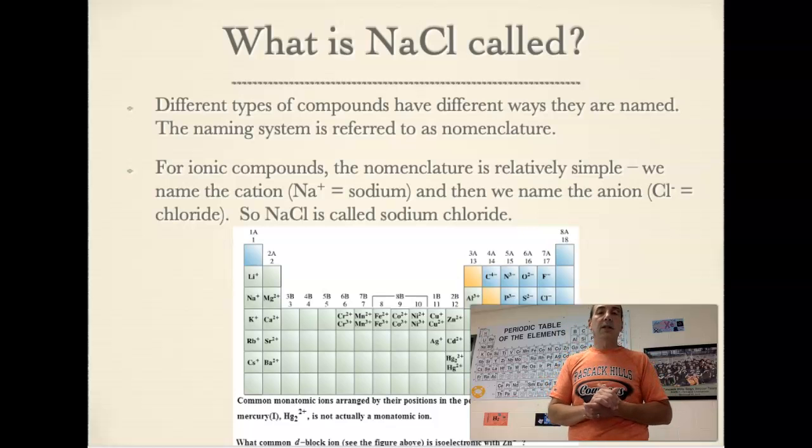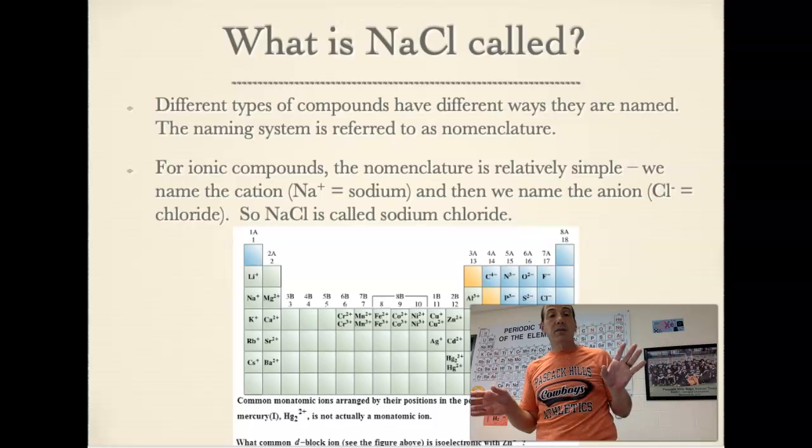Now, you know that NaCl, or probably know, NaCl is generally called sodium chloride. Why? Well, because in an ionic compound, all we do is name the cation, name the anion. Na is called sodium, Cl is called chloride. Boom, done. That's it. That's all there is to it. Okay? Nothing fancy about it.